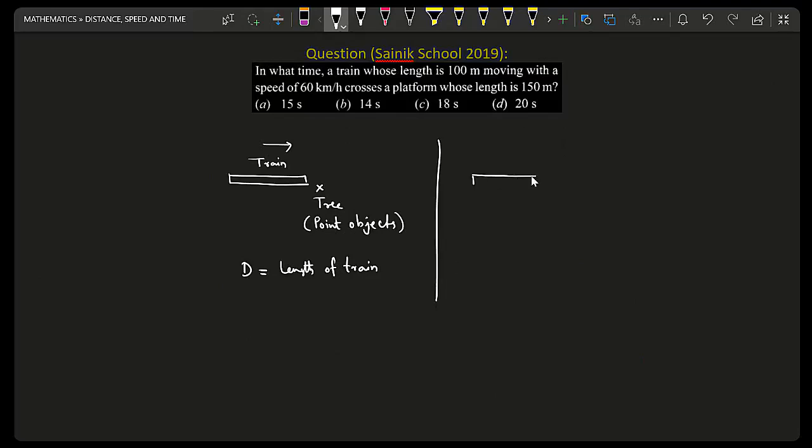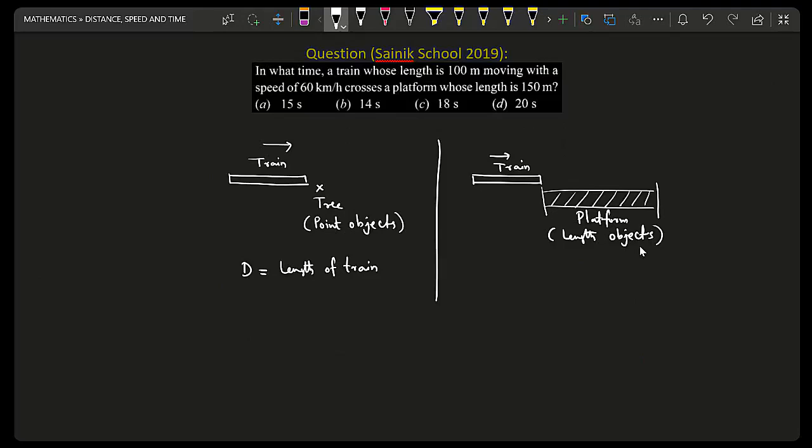Now the second case. Again the train is there, traveling in this direction, but now it is going to cross an object which has a finite, comparable length. For example, there is a platform here, where all the people are going to stand. Now the train is crossing the platform in some time. In that case, we call the platform a length object, meaning it has some finite length compared to the train.